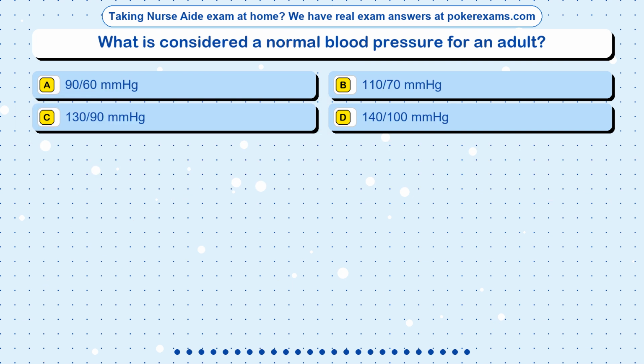Question 21. What is considered a normal blood pressure for an adult? Option A. 90/60 mmHg. Option B. 110/70 mmHg. Option C. 130/90 mmHg. Option D. 140/100 mmHg.